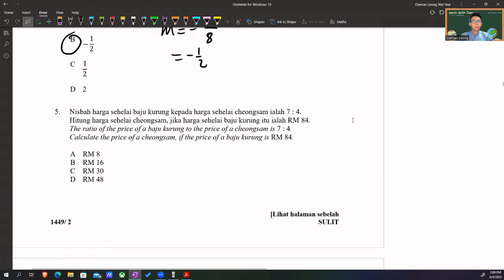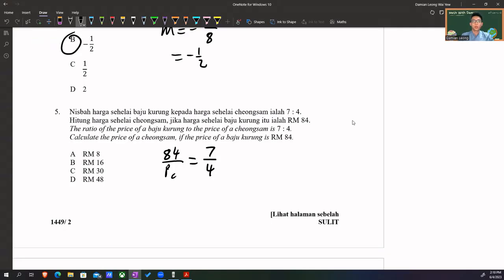Question 5. Calculate price of a cheongsam if the ratio of baju kurung to price of cheongsam is 7 to 4. Price of baju kurung 84 ringgit. Means price of baju kurung over price of cheongsam equals to the ratio of price of baju kurung to cheongsam. So ratio always same as fraction.